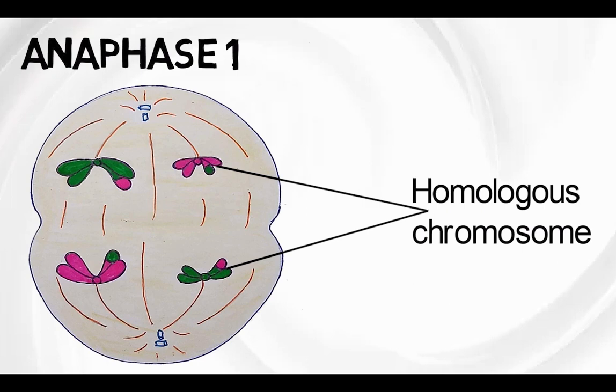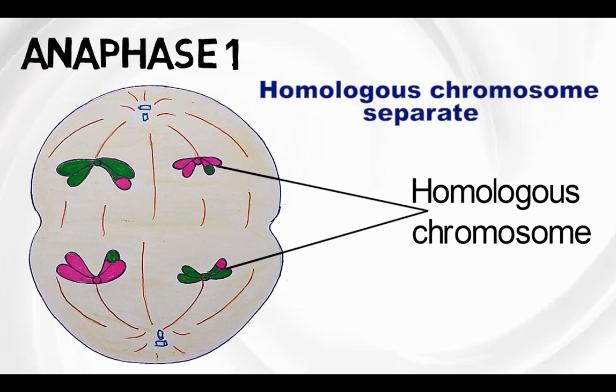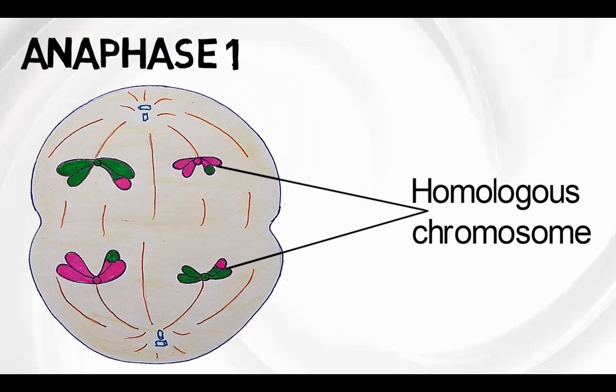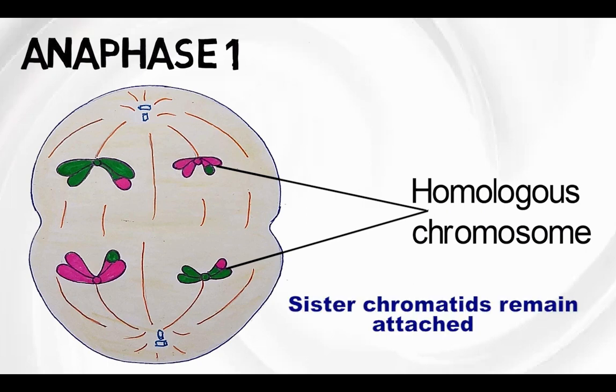Here, the pairs of homologous chromosomes separate. Now they are moving towards the opposite poles. This movement is guided by the spindle apparatus. But sister chromatids remain attached at the centromere.